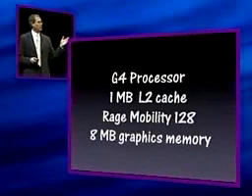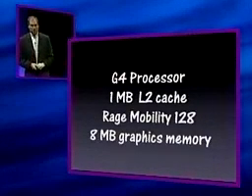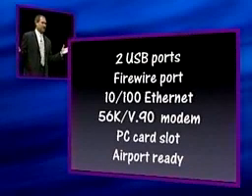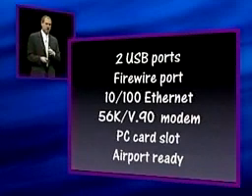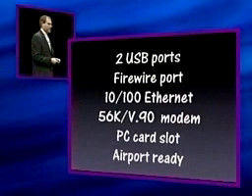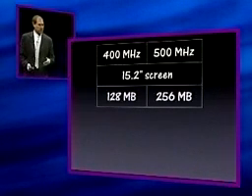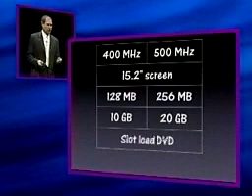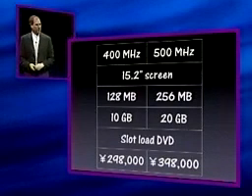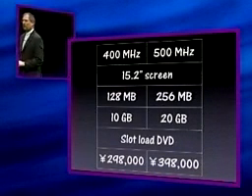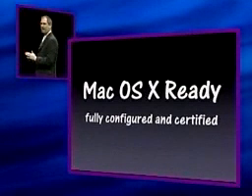They both have G4 processors, large caches, Rage Mobility 128 graphics chips, and a full complement of I/O. USB, FireWire, Ethernet, modem, PC card, AirMac slot, etc. And the 2 models have 400 and 500 megahertz processors. Of course, they both have the big screen, lots of memory, large disk drives, both have a slot-load DVD, and these are the prices. It's very competitive. And they are both Mac OS X ready, fully configured and certified to run Mac OS X.